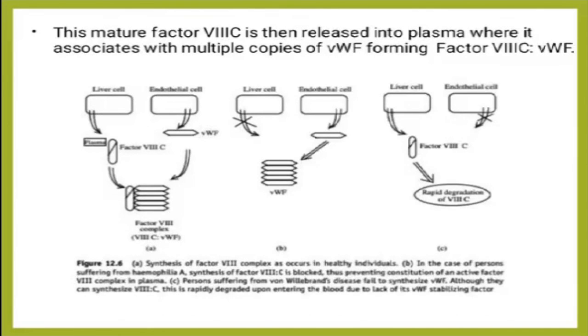In a person affected by hemophilia, factor 8C is not released from the liver cells, while endothelial cells release VWF factor. Therefore, the deficiency of factor 8C results in hemophilia. In the third condition, in a person affected by von Willebrand disease, the liver cells release factor 8C, but endothelial cells do not release VWF factor. Due to the lower level or absence of VWF factor, factor 8C undergoes rapid degradation in the blood. Therefore, the deficiency of VWF factor results in von Willebrand disease. These are the three conditions that occur in a person.